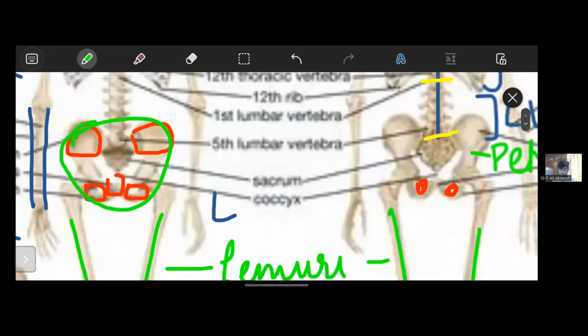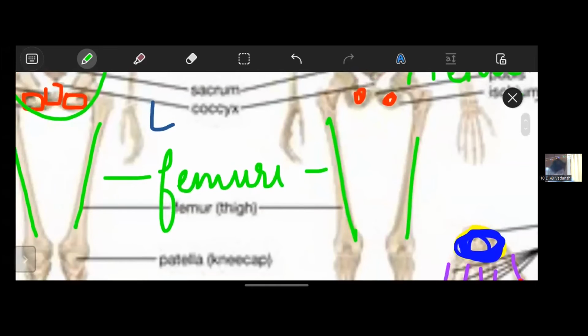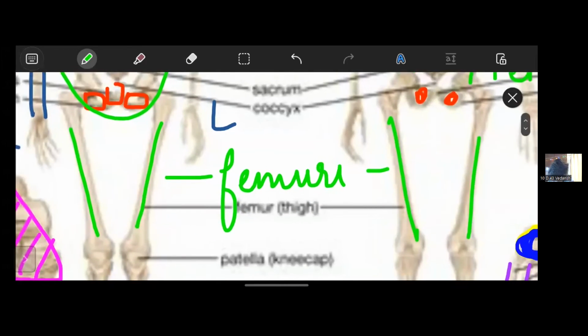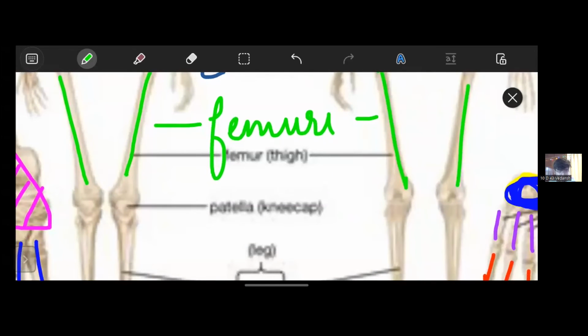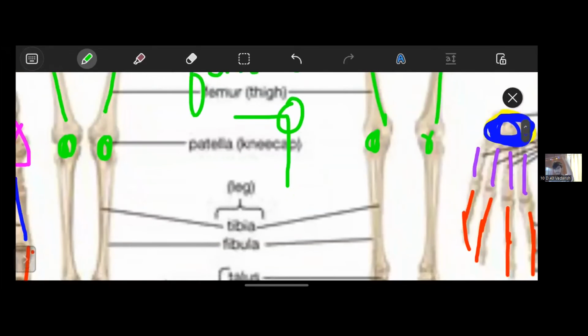Okay, now. Femurs, okay? So femur, the thigh bone. Then we have the patella, a pair of patellas or kneecaps. Kneecaps are like this, okay? They are basically junctions, you can say, so that it provides leverage. Your leg bends straight when it is extended upwards. So this is the function of the kneecap, pretty much.